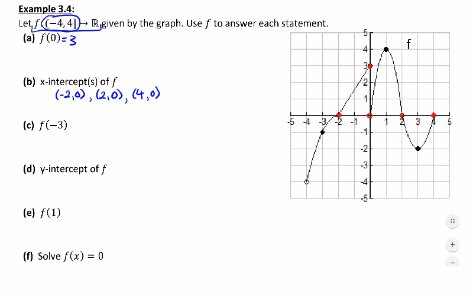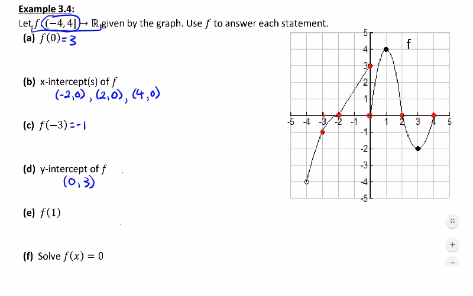f of -3, let me come over here to -3 on the x-axis, and I see that there is 1 point associated with that x value, and it has a y value of -1. So f of -3 is equal to -1. The y-intercept is the next question. What's the y-intercept of f? So again, because we only have one solid point and one that's open, we really do only have one y-intercept. So your y-intercept will be located at (0, 3).